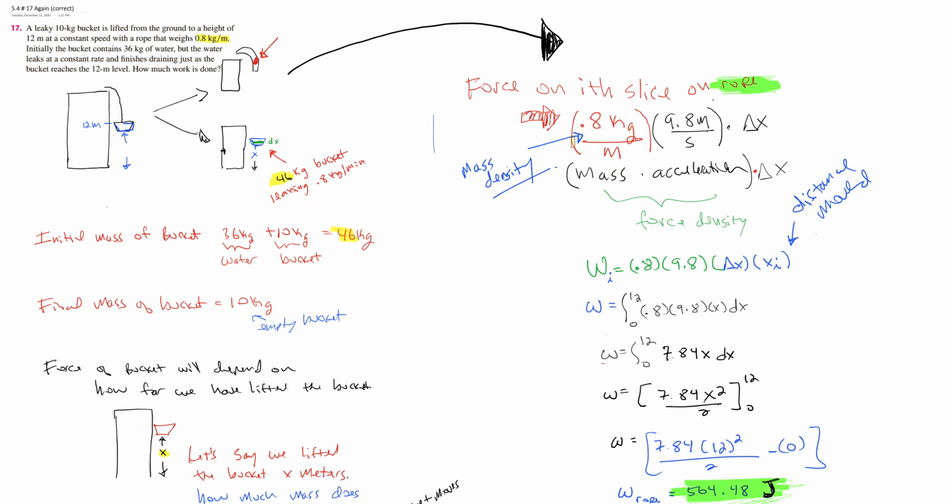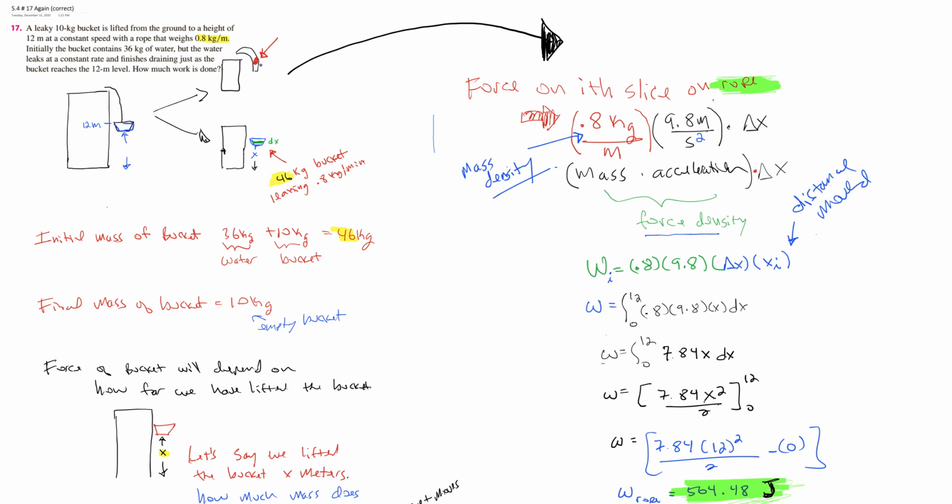So you have the mass density of the rope times the acceleration due to gravity, which is a number you have to know: 9.8 meters per second squared. Now, this is not mass times acceleration, this is mass density times acceleration, which means you're not getting force, but you're getting force density. Then you have times delta x.